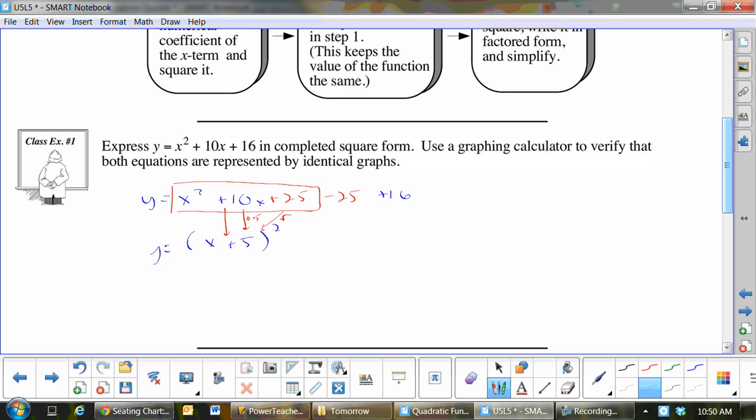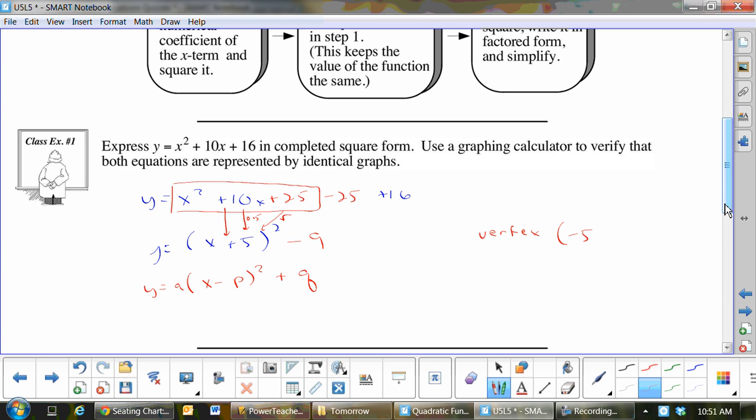And now, what's negative 25 plus 16? Negative 9. Look what we did. We made y equals a(x minus p) squared plus q. So, now, what would the vertex be? Now, I want you to think. y equals a(x minus p) squared plus q. What's p? What's the vertex? Minus 5. Does everyone see that?